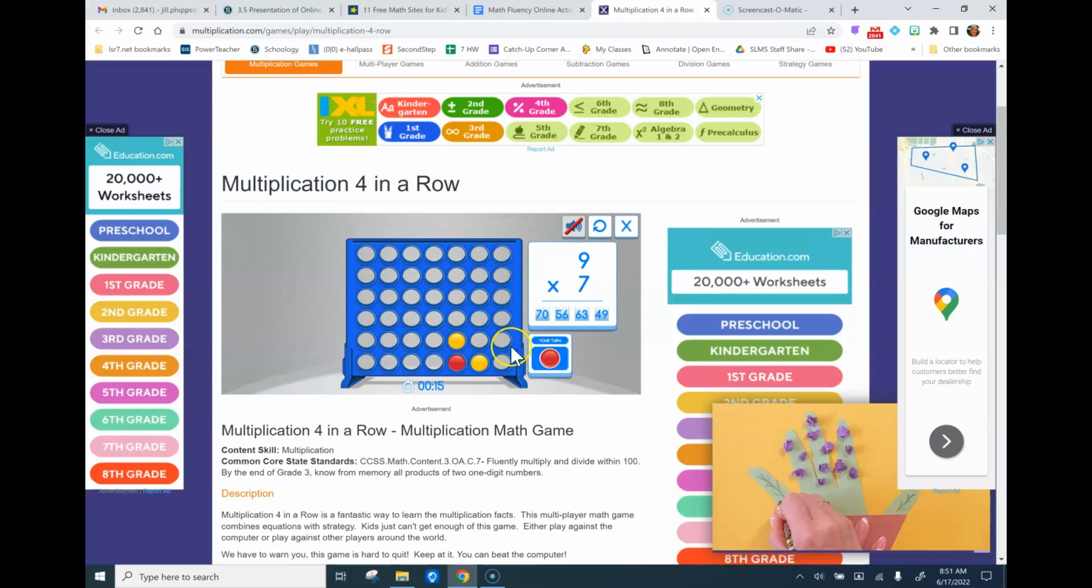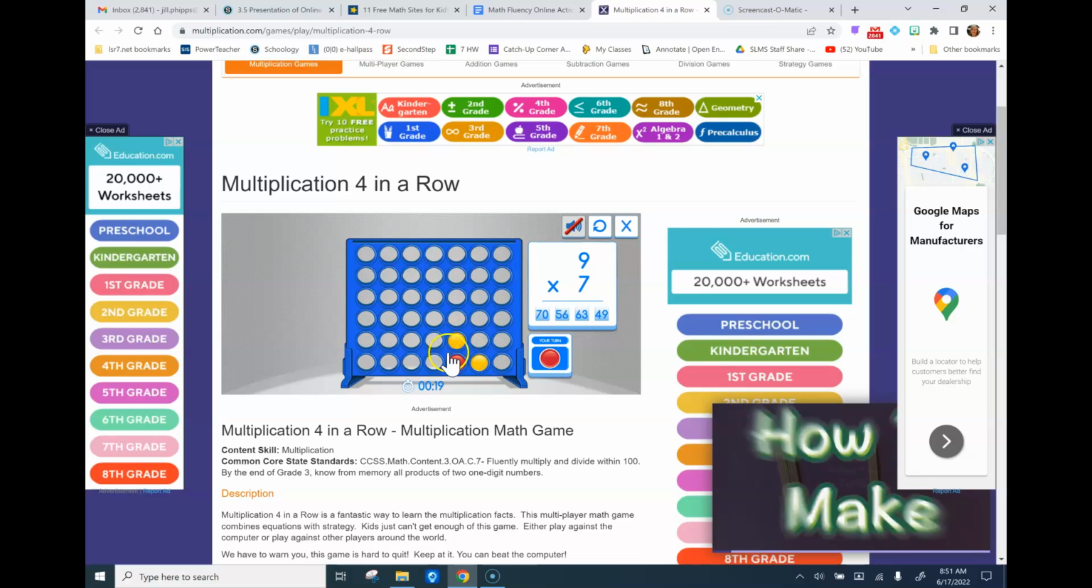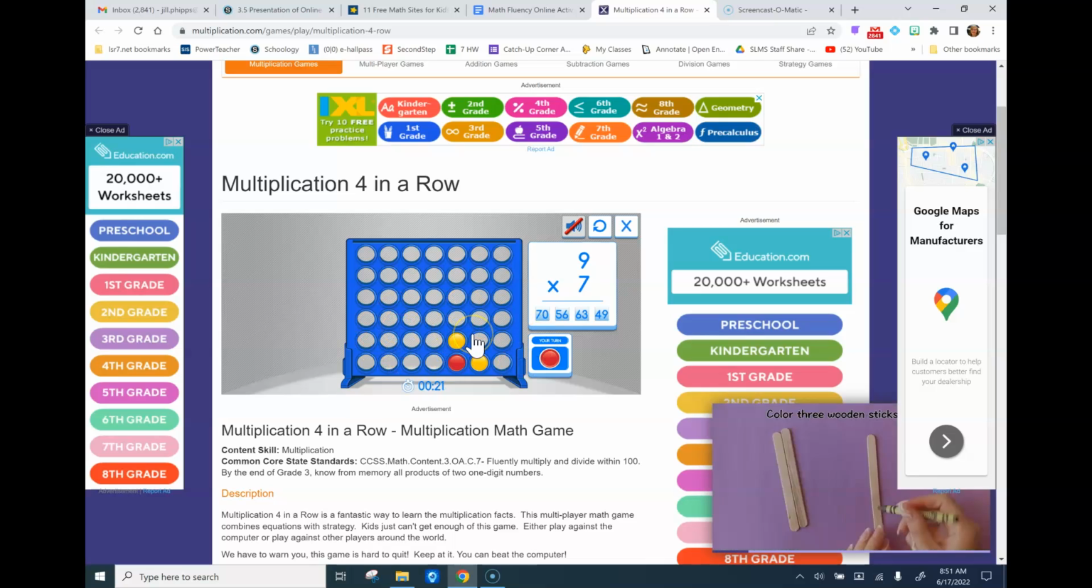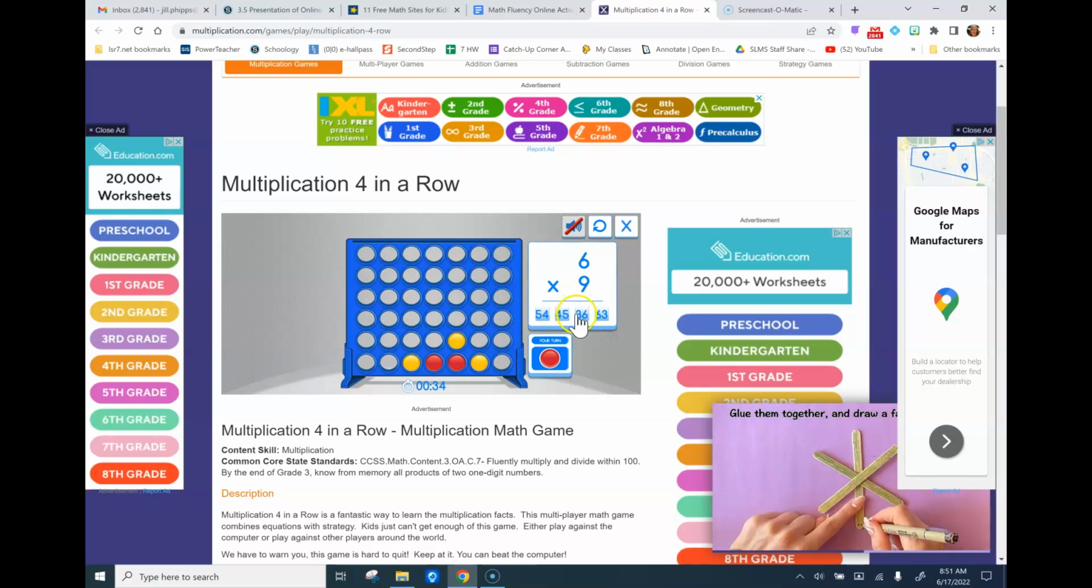And one of the reasons I like it is because you have to multiply, but then you also have to strategically think about where is this going to go. Connect 4 is a great game for thinking. So you can see that then you can just place where you want it to go. And I'm just going to go there. And then they go right away and they block me.